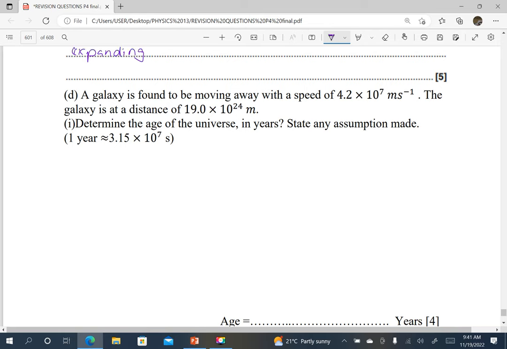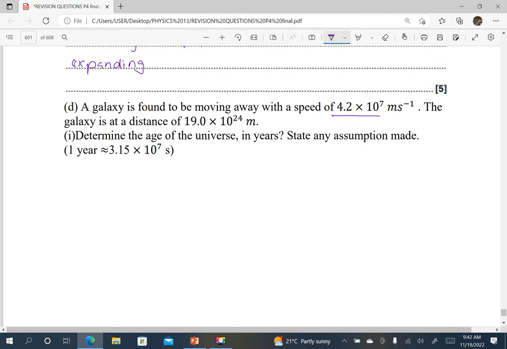A galaxy is found to be moving away with a speed of 4.2 times 10 power 7 meters per second. The galaxy is at a distance of 19.0 times 10 power 24 meters. Determine the age of the universe in years. State an assumption made. So we want to determine the age of the universe. Of course, that is time. So time is going to be distance divided by the speed.